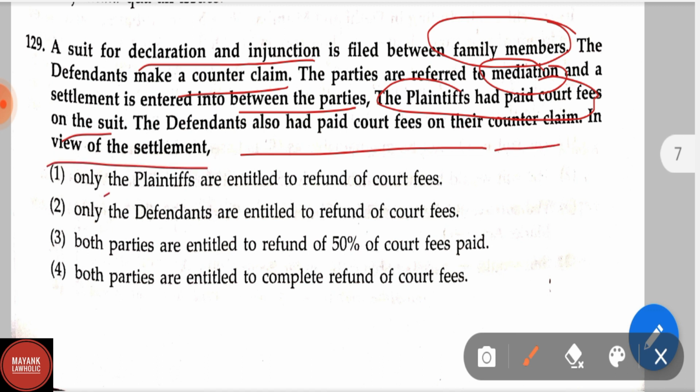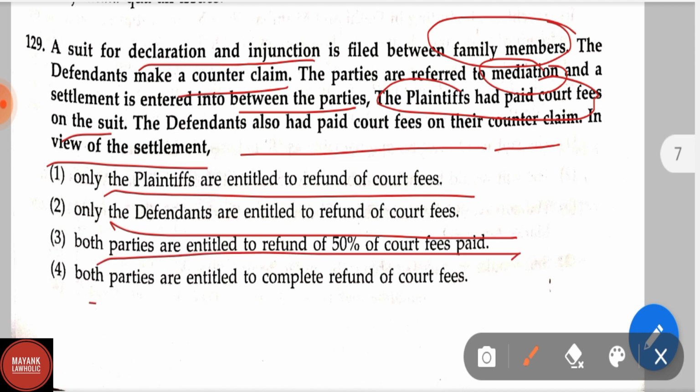In view of the settlement, options are: option 1, only the plaintiffs are entitled to refund of court fees; option 2, only the defendants are entitled to refund of the court fees; option 3, both parties are entitled to refund of 50% of the court fees paid; and option 4, both parties are entitled to complete refund of the court fees. Here the correct answer is option 4, both parties are entitled to complete refund of court fees.